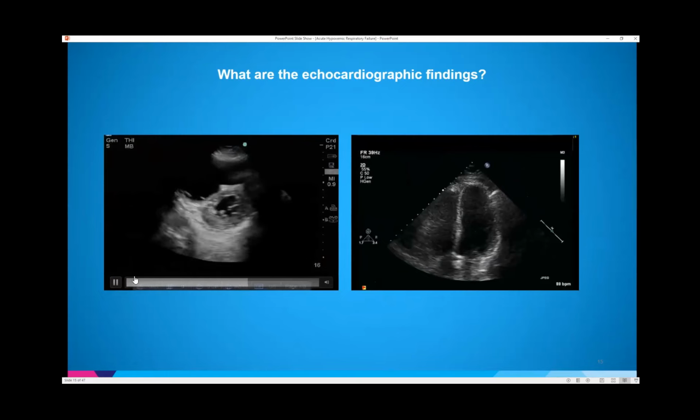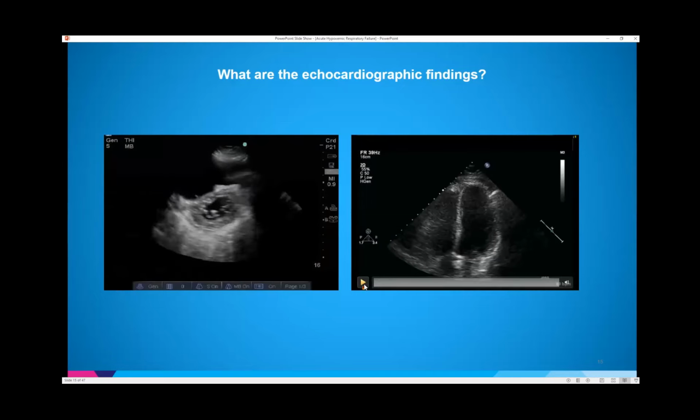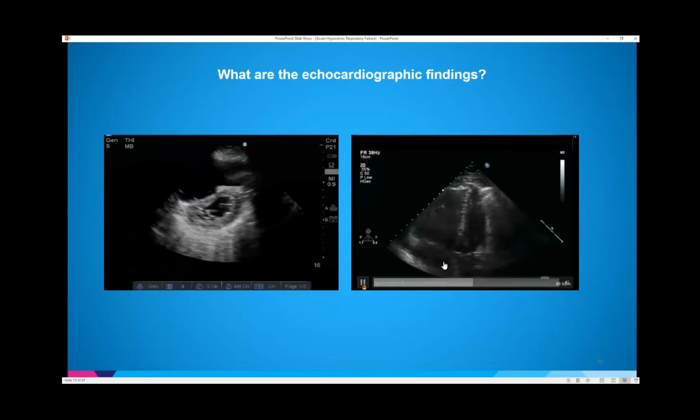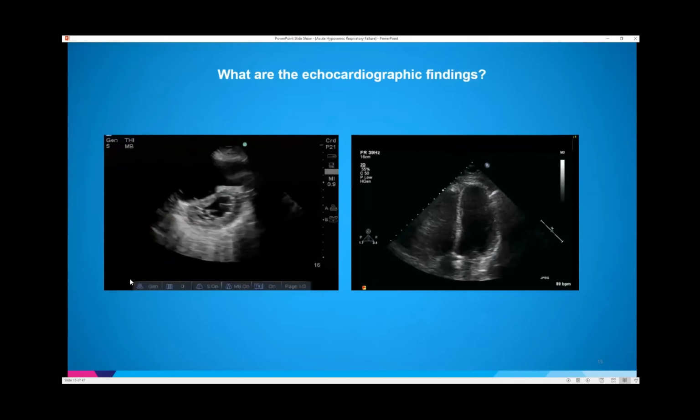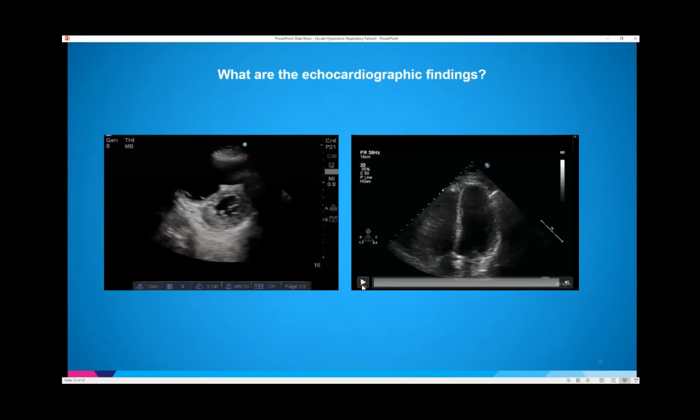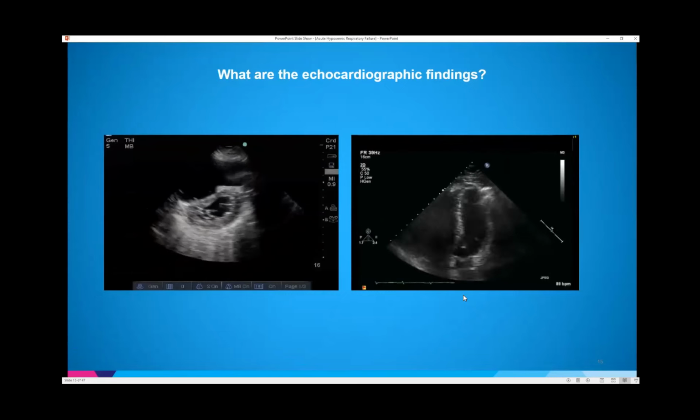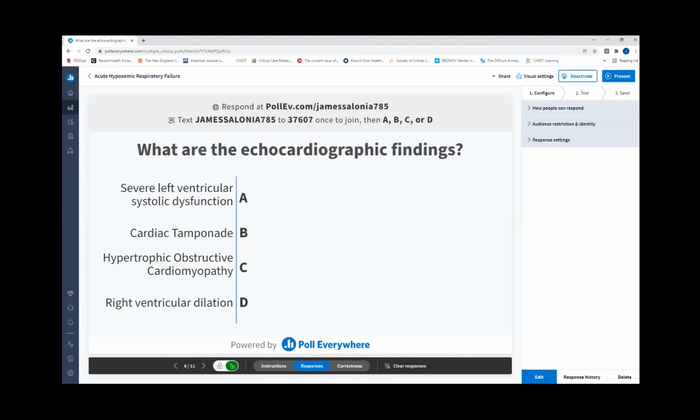This is your left ventricle. This is your right ventricle. Left, right. This is the apical four chamber over here, LA, LV, RA, RV. Just want you to pay a little attention to what's going on here. The parasternal short and then the apical four chamber. So what are the echocardiographic findings that we see here?